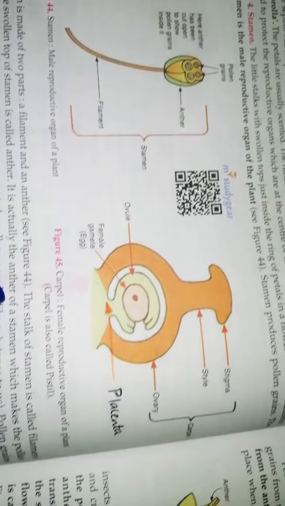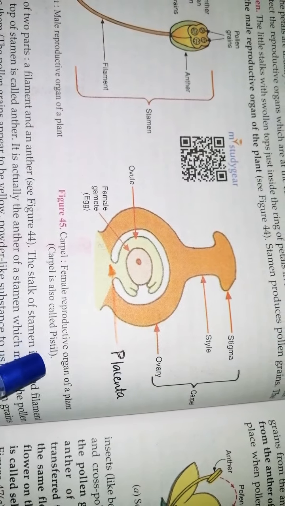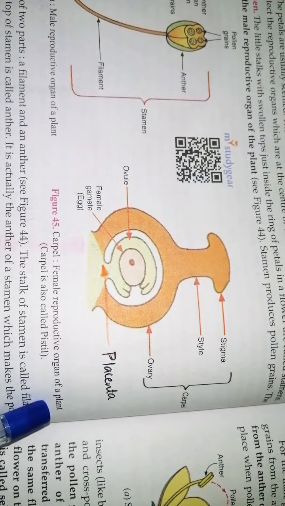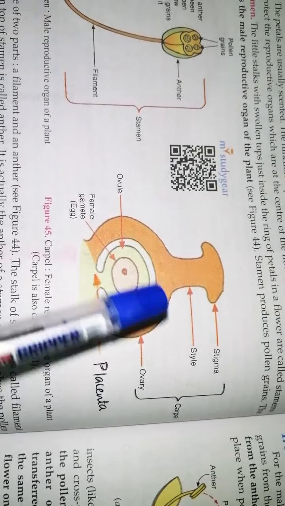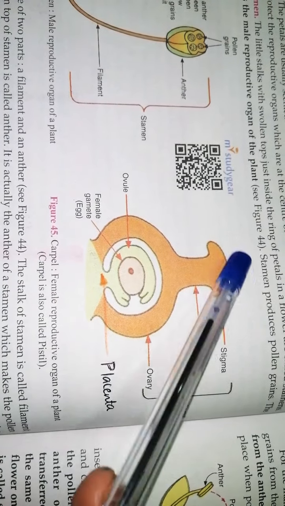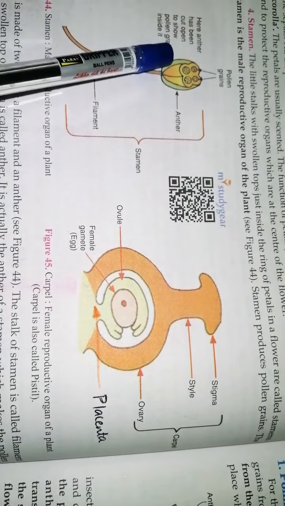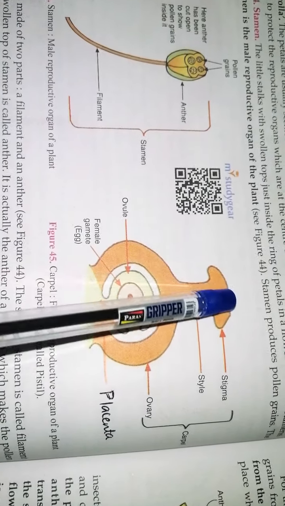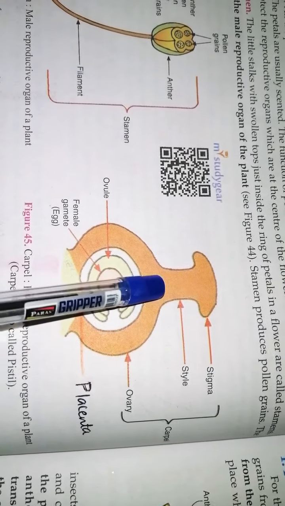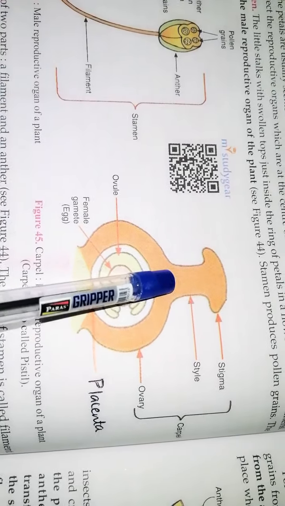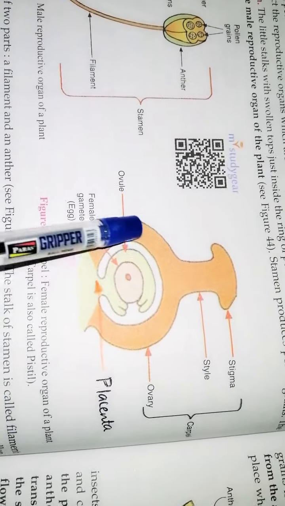Now, in this diagram, we can see the carpel or pistil, that is the female reproductive organ of a plant. Now, this reproductive organ has stigma, the uppermost part that receives the pollen grain. Here we have pollen grains, they fall on the stigma. Then they travel from stigma through the style. Okay, from style they enter the ovary.